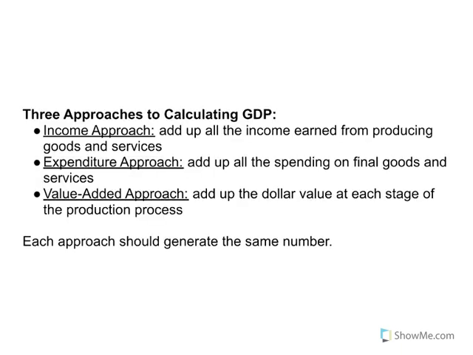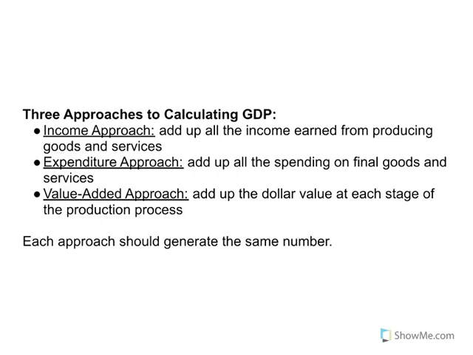Well, there's actually three different approaches to do so. The first one's called the income approach, which adds up all the income earned from producing goods and services. So if I go and sell a good and service, what is the income I earn from that? Add all that up, there's GDP.